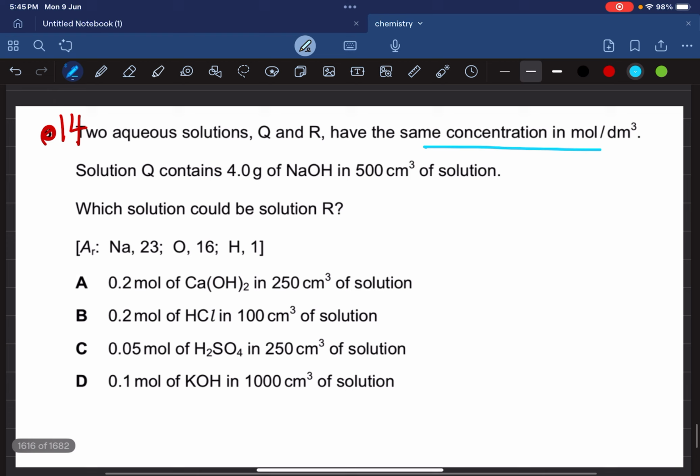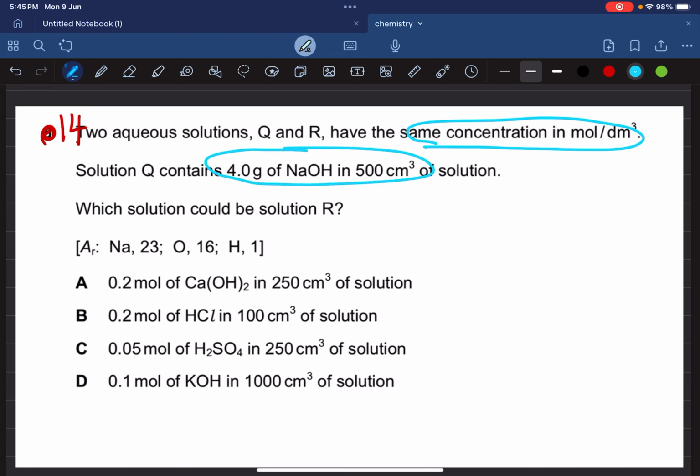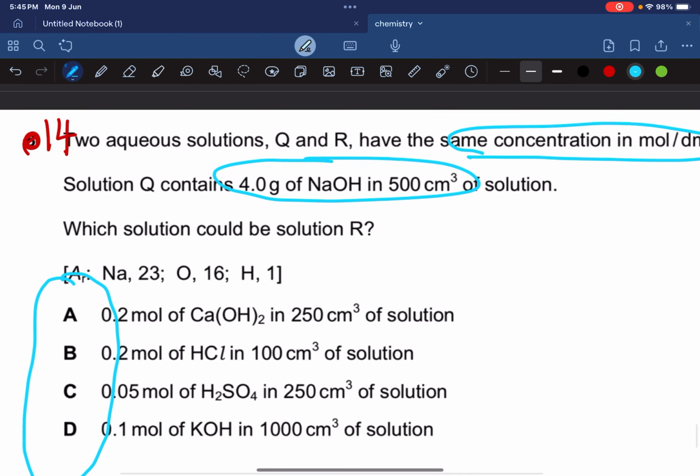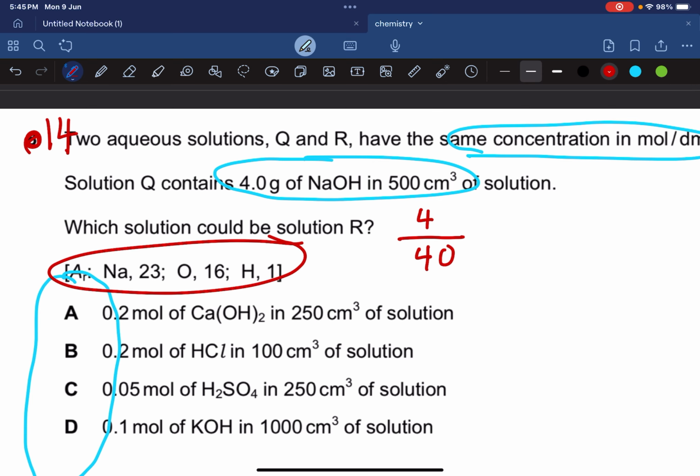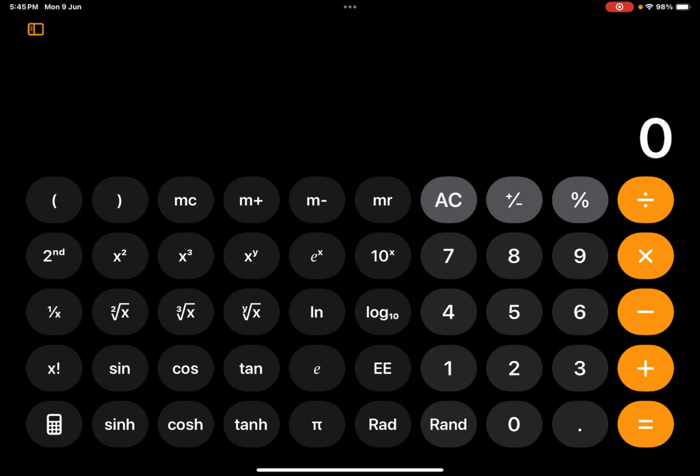Because they have the same concentrations, first we're going to find the concentration of this, and then we're going to match it with all these concentrations. Okay, so now we have 4 grams of NaOH. First we find the moles. Moles equals mass upon Mr. Mass is 4. Mr of NaOH is 40. That's not given over here, but I just calculated it out. So 4 divided by 40 is 0.1.